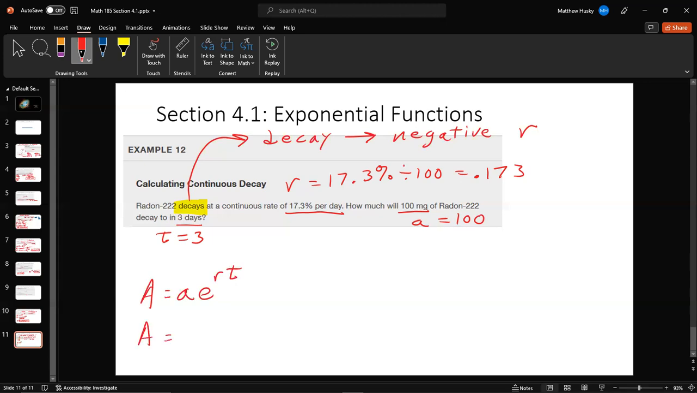So we're going to have 100. We're going to multiply that by e and then raise it to the power negative 0.173 times 3 days. Let's find out what 0.173 times 3 is. I need to make it negative, excuse me. I just harped on that, but then I neglected to do it myself. So that's 100 e, and then negative 0.173 times 3 is negative 0.519.